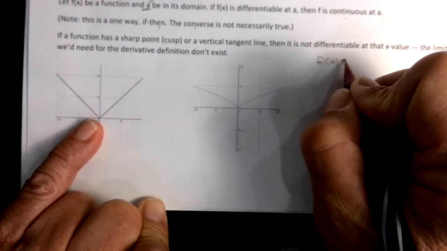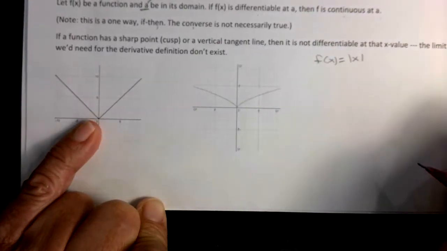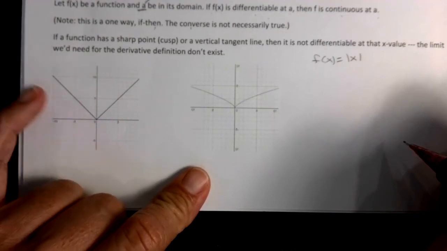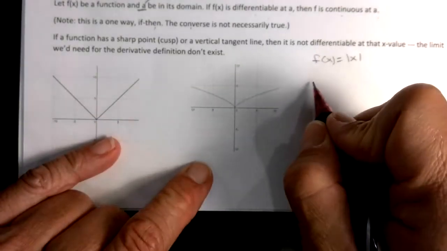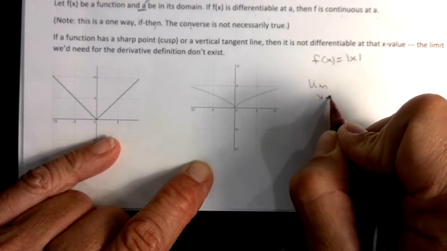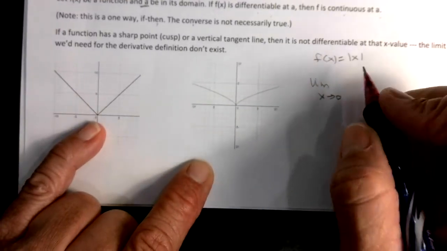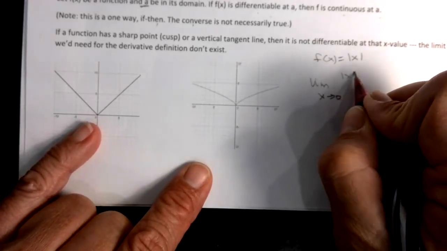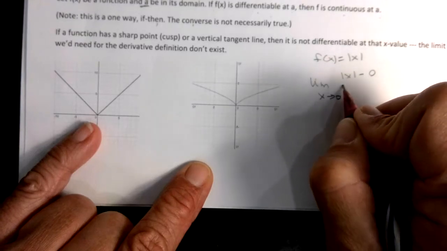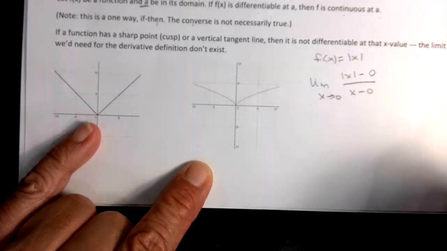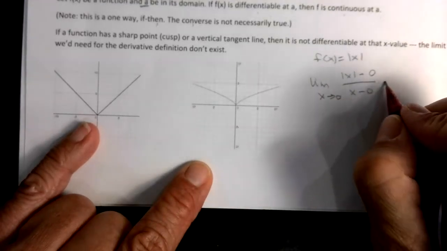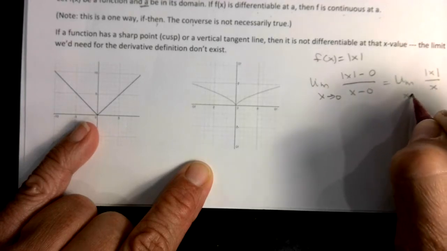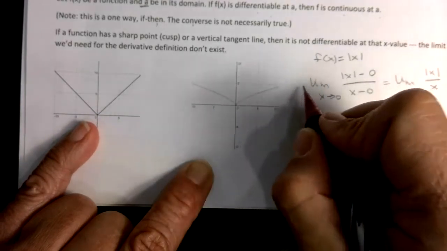So if we let f of x be the absolute value of x, and we look at the slope of the tangent, the derivative from its definition. The derivative is the limit as x approaches 0, looking at that particular value, of f of x minus a, where a is being played by 0, over x minus a, again a being played by 0. So what we have is the limit of the absolute value of x over x as x approaches 0. That's the definition of a derivative.